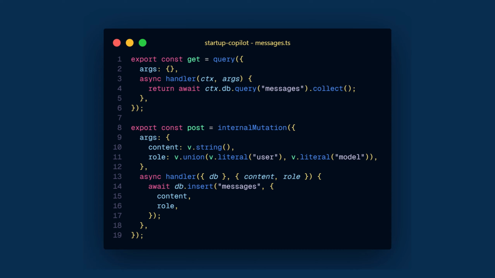And as for the mutation, this is going to take in two arguments, the content and the user role. And then for the handler function, we're just going to insert that data into the database. Now, notice that it says internal mutation. This means this is going to only run on the server, not anywhere else, so you can't access it from the client. That being said, let's go ahead and take a look at how to set up concurrently with our project.